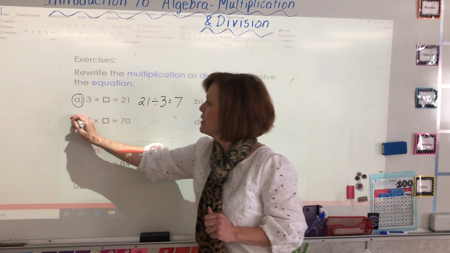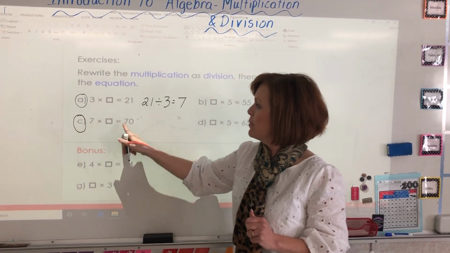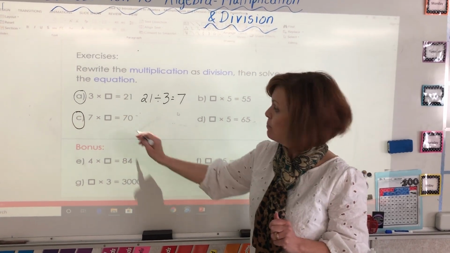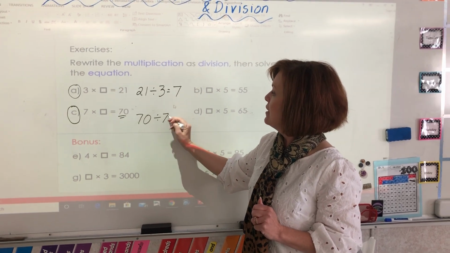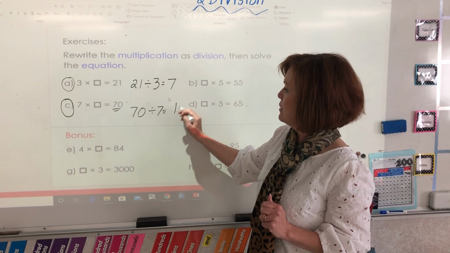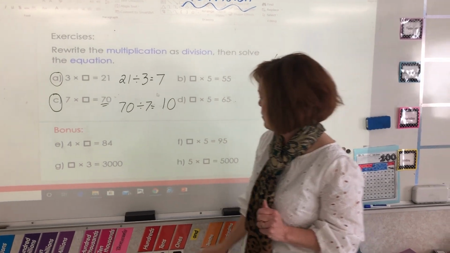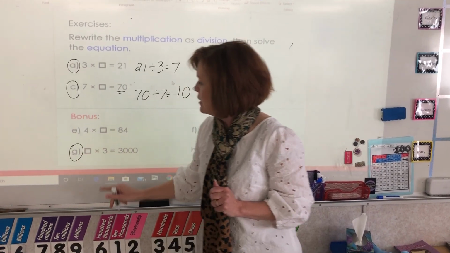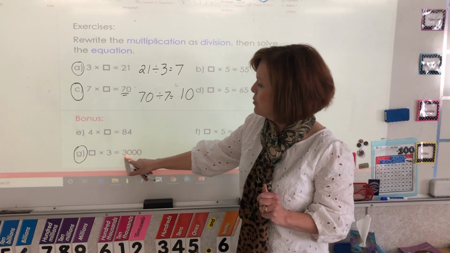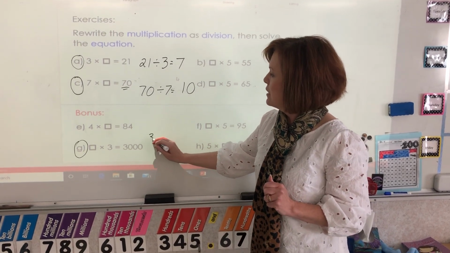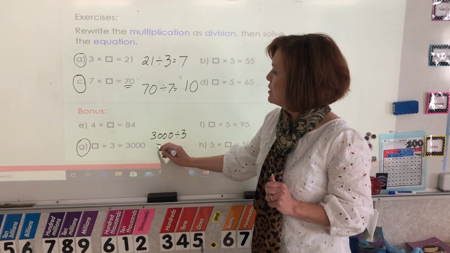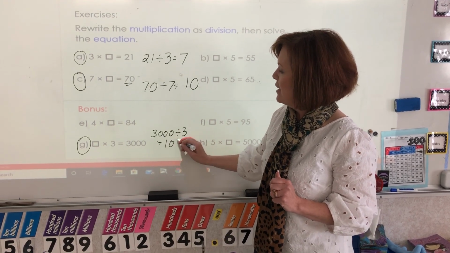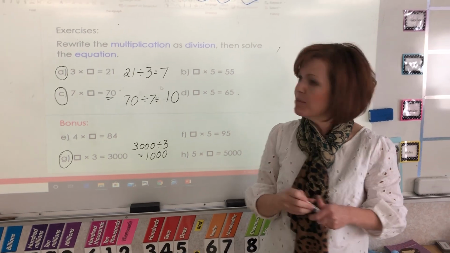Excellent, and I'll do C. 7 times some number equals 70. We're going to take the big number at the end. 70 divided by 7 equals 10. And we will do one bonus question for fun. Let's go to G. Something times 3 equals 3,000. We take the big number, 3,000, and divide it by 3, and we get 1,000. Excellent work. Okay, awesome, you guys.